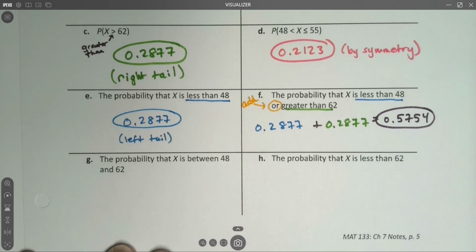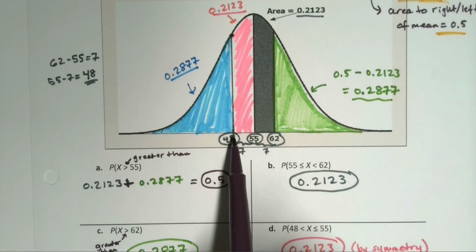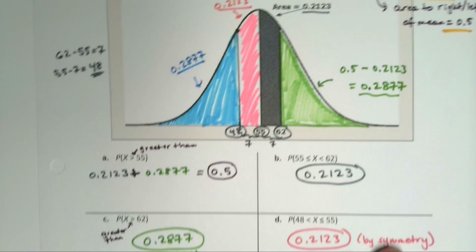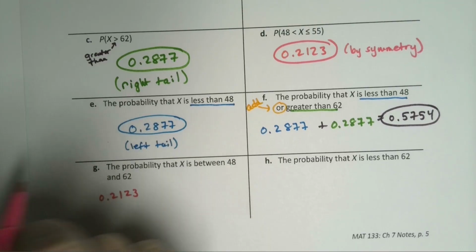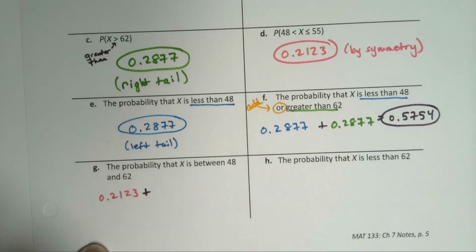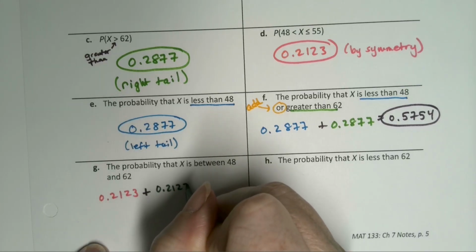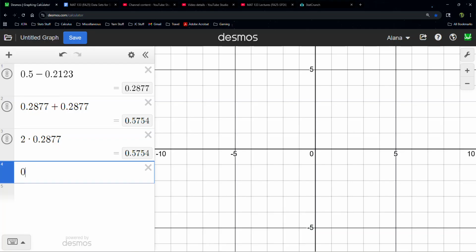The probability that x is between 48 and 62. Okay, so 48 to 62 is these two sections right here. So 48 starts here and it goes all the way to 62. So that would be the pink section, which was 0.2123, plus the gray section, which was another 0.2123. Heading out to grab that in Desmos real quick. 0.2123 plus 0.2123 makes it 0.4246.